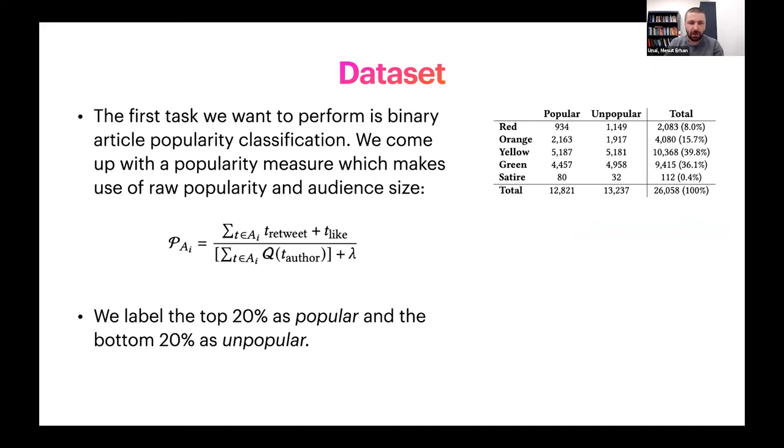The first task we want to perform is article popularity classification. To label our articles based on popularity, we come up with a measure that makes use of raw popularity and audience size. So we basically sum up the engagement of tweets sharing an article and normalize it by audience size. We label top 20% of the articles as popular and the bottom 20% as unpopular. All of the popular articles in our data set have a popularity measure P bigger than zero, and all of the unpopular articles have exact zero popularity measure.